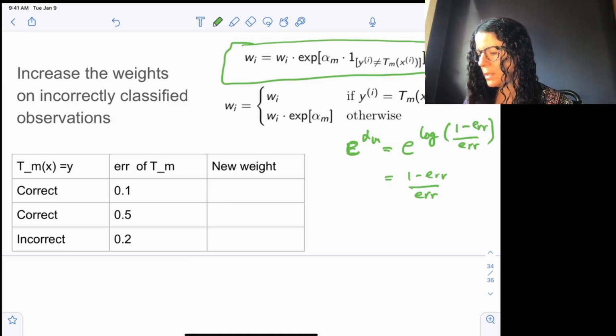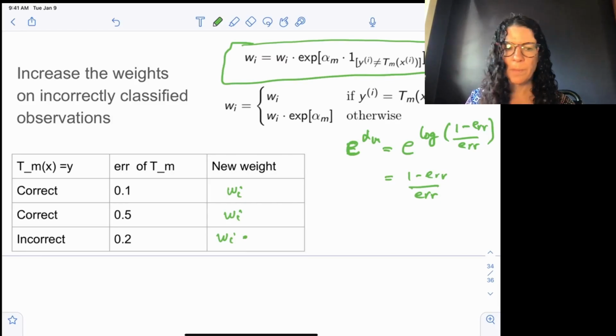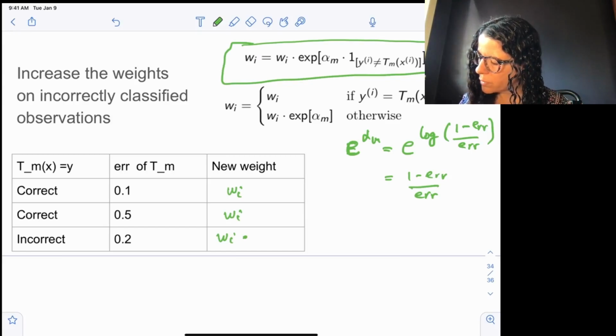So what happens if your algorithm is correct? The weight is always going to be the same. Now, if your algorithm is incorrect, you're going to look at the error and compute this number, and you're going to multiply by it. So you're going to do weight w_i times this number. Let's compute that number for different values of the error. For example, for 0.2, this is going to give me 4.